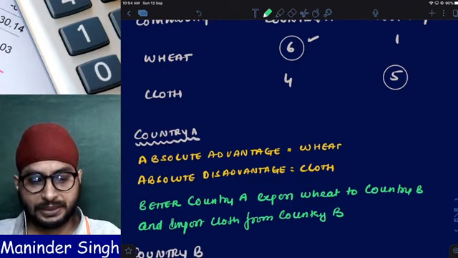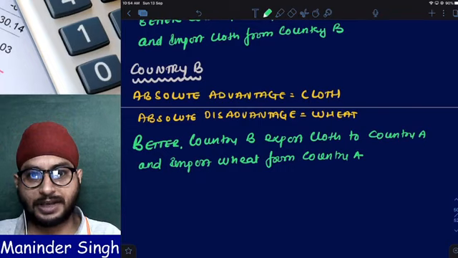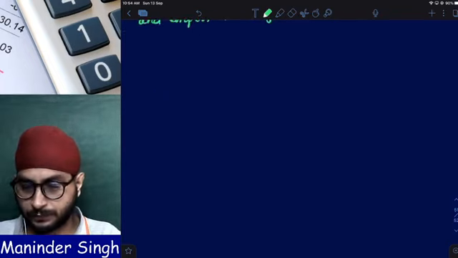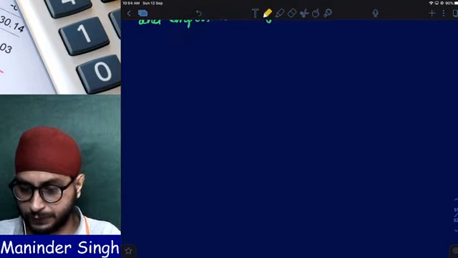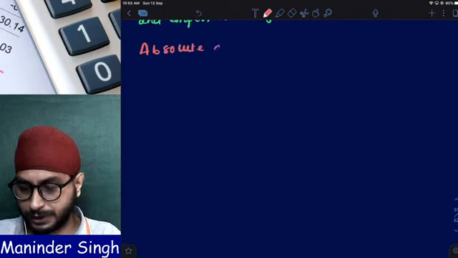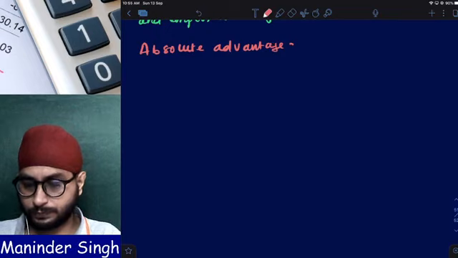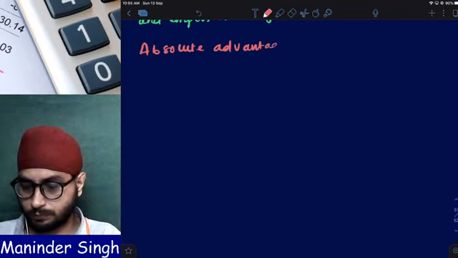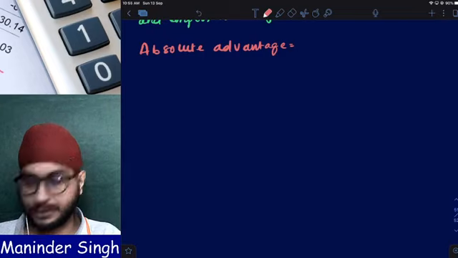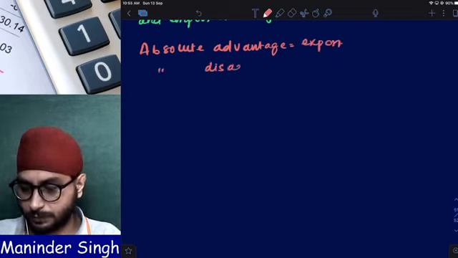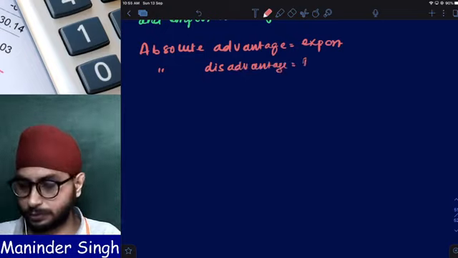Now tell me, what should I import? I should import something where I'm having an absolute disadvantage or an absolute advantage? Now let us see once again in a different way. I'm having an absolute advantage. What should I do, export or import? Absolute advantage, export. And if I'm having an absolute disadvantage, what should I do? Import.